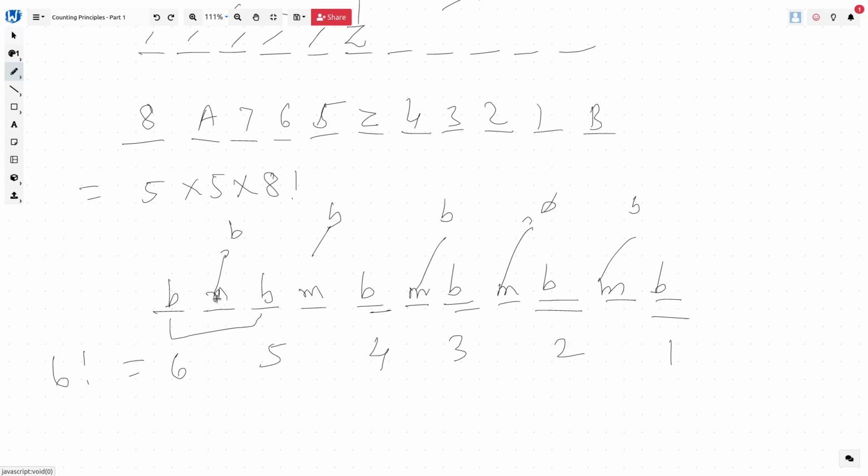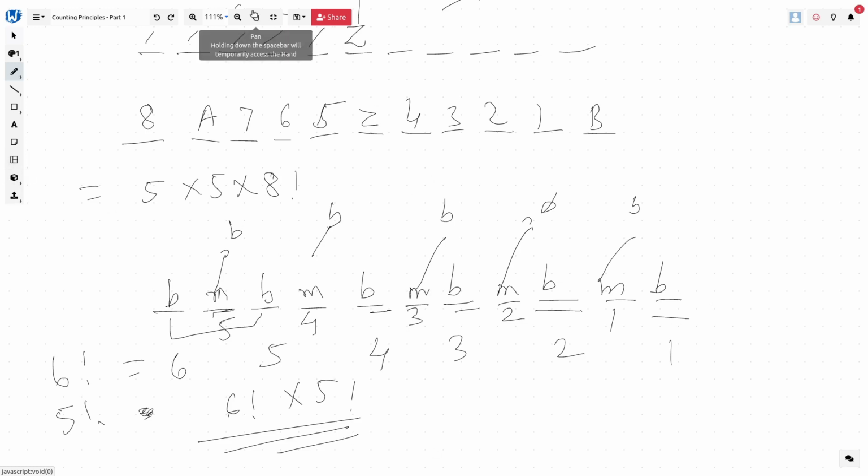Now men can be seated in the remaining places in 5 ways, then 4, 3, 2, 1, so that will be factorial 5. So the total number of ways is 6 factorial into 5 factorial. This is the problem, but we are able to crack it because by simple counting you will not be able to do that, but by the use of the multiplication principle we are able to do that.